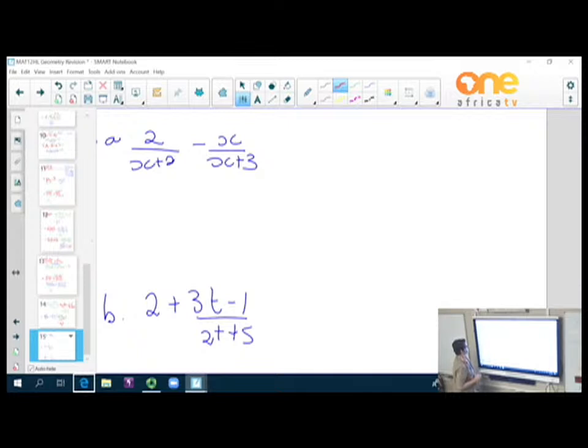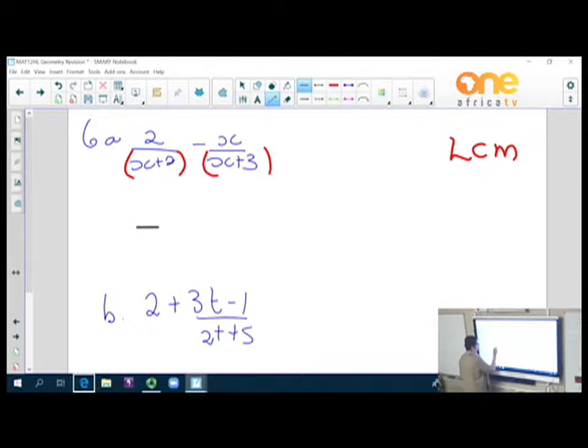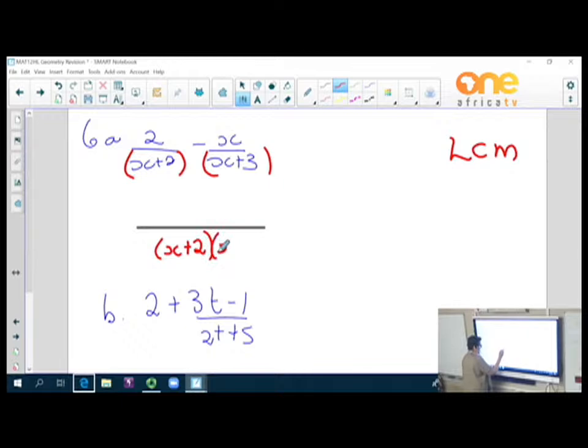And question 6. Now this time it's again addition and subtraction. So what is my keyword? LCM. It's nice to put brackets around there so that you can see that LCM. So the LCM is now going to be (x plus 2)(x plus 3). And now we still multiply with that LCM. (x plus 2)(x plus 3).